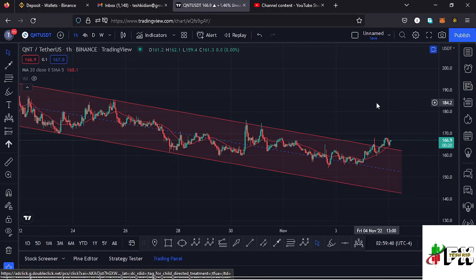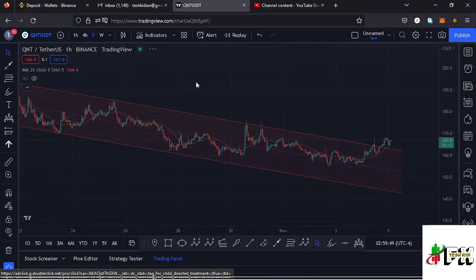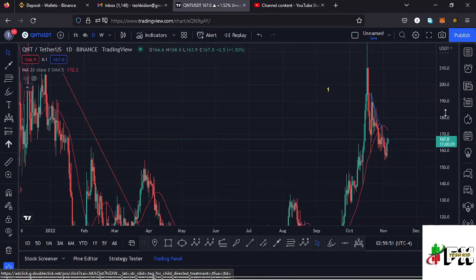And here on the Quant 1 hour chart we are seeing a breakout to the upper side, and before I get to that movement here in this video, I want to kickstart the video by giving a brief of what has been happening here on the Quant chart.